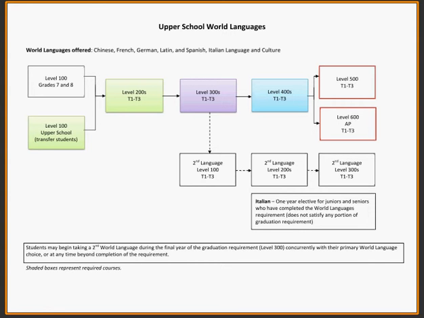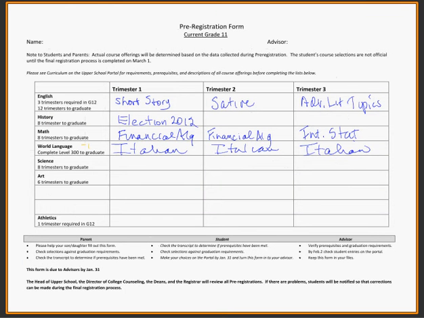Italian is offered as a year-long elective for juniors and seniors who have completed the world language requirement. It does not, however, satisfy any portion of the world language graduation requirement. World languages offered in the upper school are Mandarin, French, German, Latin, and Spanish. Now you can see here this student has clearly completed their 300 level in another language, and so they've chosen to take Italian as a year-long elective during their senior year.